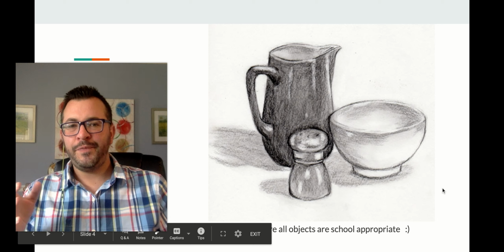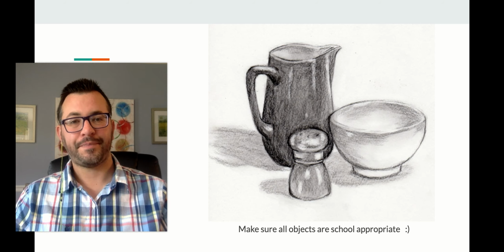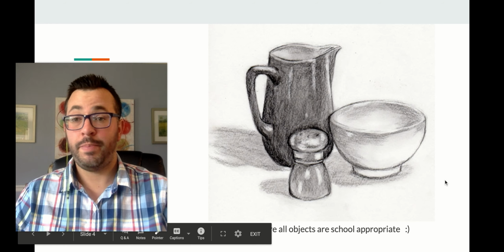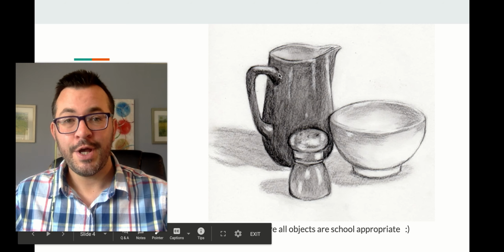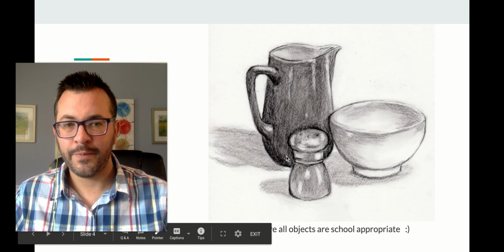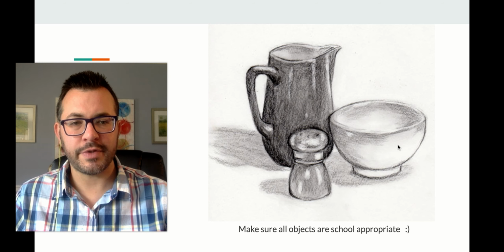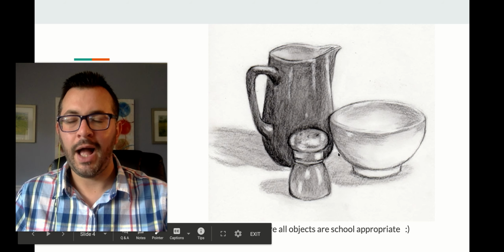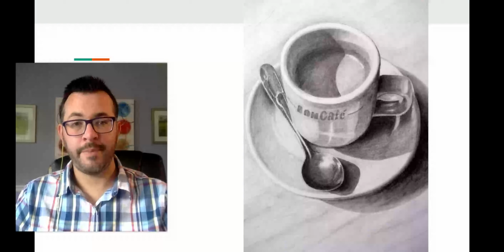So when you're choosing your objects for this project, please make sure that all objects that you choose are school appropriate. So if you have things around your house that are not appropriate for school, don't pick those things. And then I won't know. Just pick things that are appropriate. So this has a pitcher and a bowl and a salt shaker, right? So again, it can be anything. But look at how the artist has created all of these different values from white, light gray, medium gray, dark gray, and black. They've included shadows, highlights, creating a really successful drawing of really basic objects.